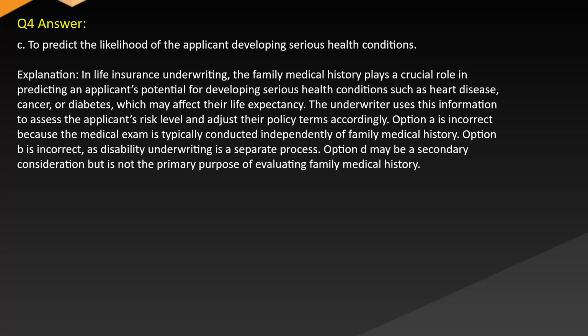Answer C. To predict the likelihood of the applicant developing serious health conditions. Explanation. In life insurance underwriting, the family medical history plays a crucial role in predicting an applicant's potential for developing serious health conditions such as heart disease, cancer, or diabetes, which may affect their life expectancy. The underwriter uses this information to assess the applicant's risk level and adjust their policy terms accordingly.